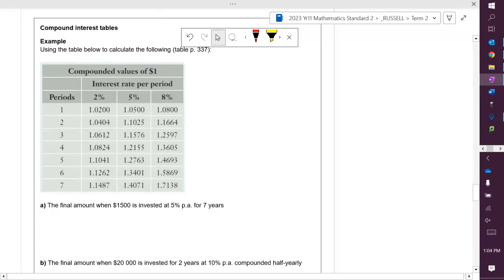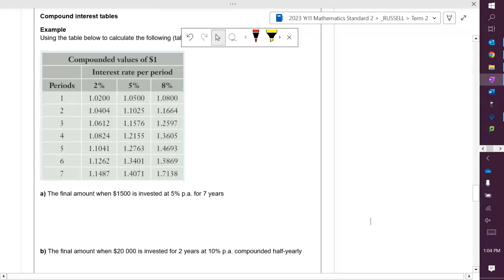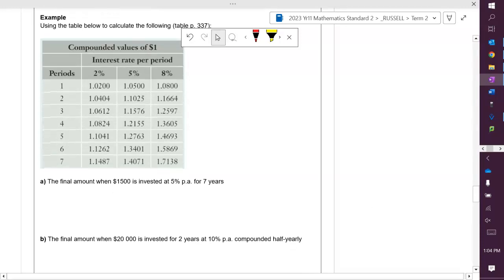Now the next part is using a table in order to do some calculations. So using this table, we need to calculate the following. You can see here it's the period, so usually per year, the interest percentage, and then how much that would be written as a decimal if need be. So we're going to do this in different colours so we can differentiate between them all. So it says the final amount when $1,500 is invested at 5% for 7 years. So if we're looking at 5%, we're looking in this column, and we go to 7 years. Okay, so we're looking at that one for this question.